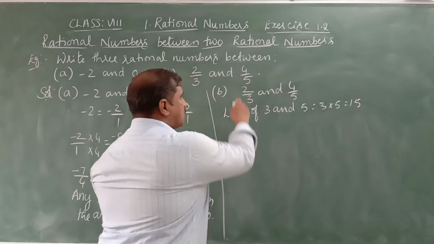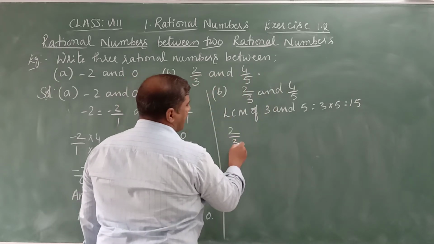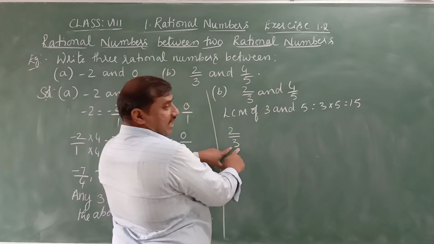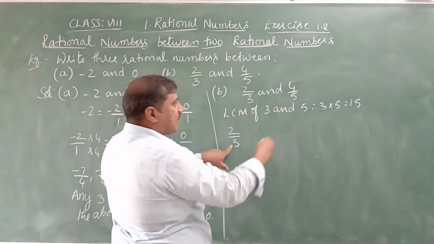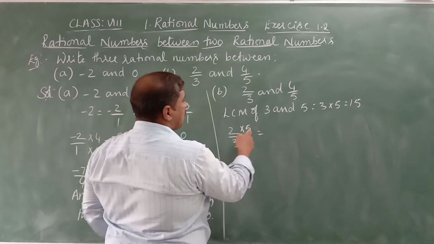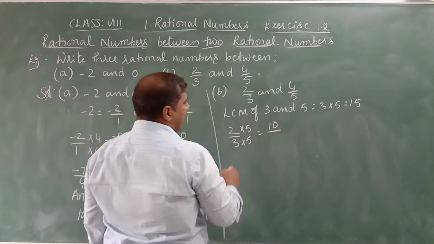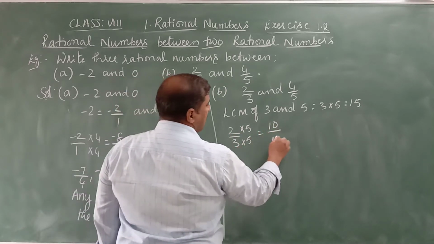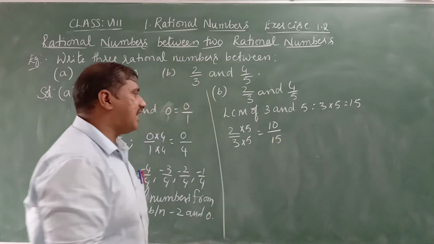Now, to get 2 by 3 with the denominator 15, 3 is multiplied with what? Yes, 5. 3 fives are 15. So the numerator also you multiply with 5. 2 into 5 is 10, divided by 3 into 5, which is 15. 10 by 15 we got.